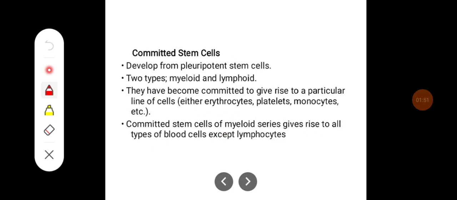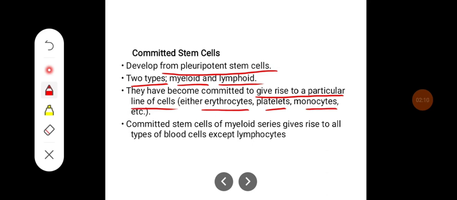Committed stem cells develop from the pluripotent stem cells. There are 2 types of committed stem cells, myeloid and lymphoid series. They have become committed to give rise to a particular line of cells, either erythrocytes, platelets, monocytes, like that. Committed stem cells of the myeloid series give rise to all types of blood cells except lymphocytes.